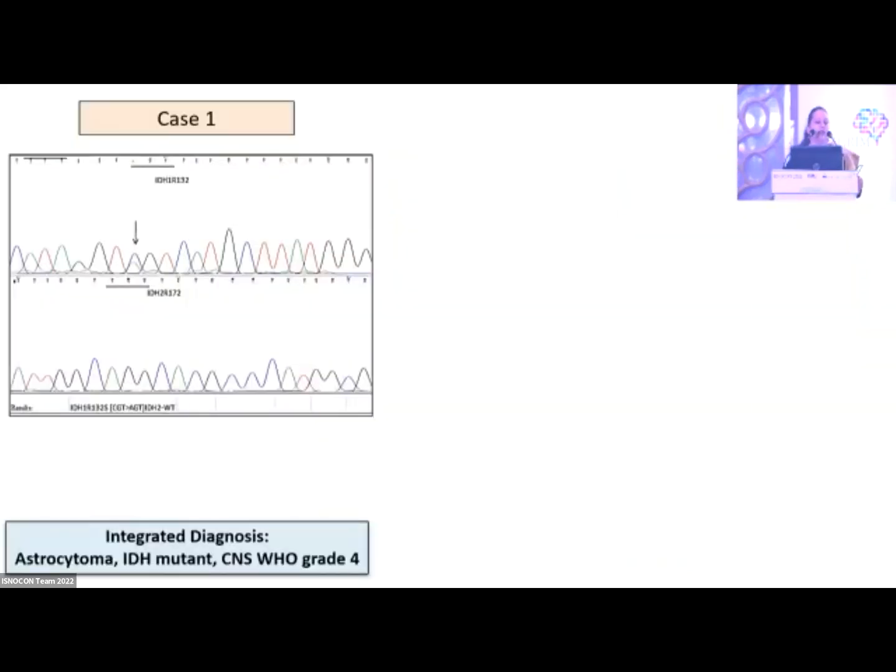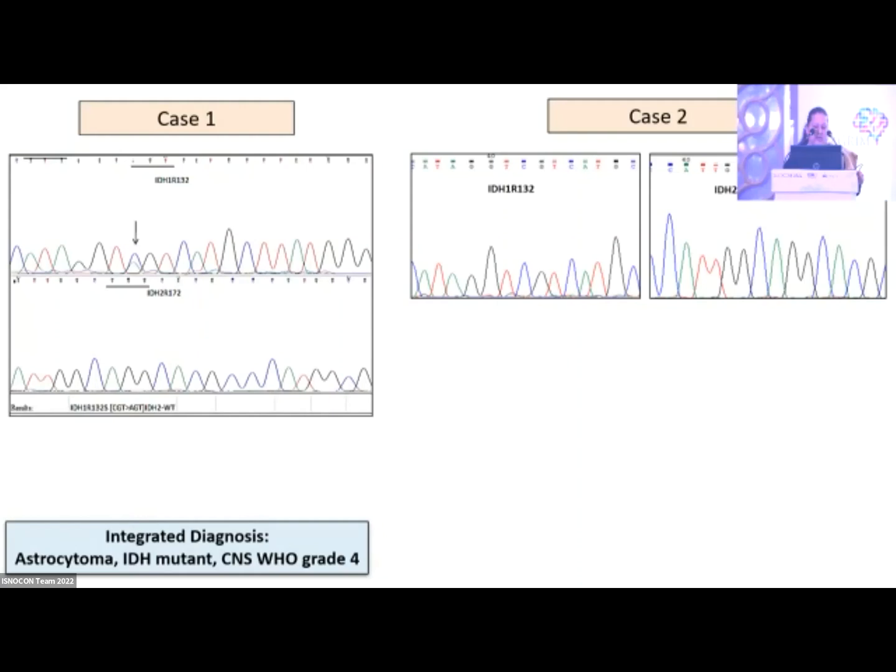So, as Dr. Jalali said yesterday, we should never forget IDH as the first line of further investigation. And within IDH negative, ATRX loss in this age group, that was the first molecular panel that we ran for case 1. And right off the bat, it was IDH R132S, a variant IDH1 mutation. And this was an integrated straightforward diagnosis of an astrocytoma IDH mutant, CNS WHO grade 4.